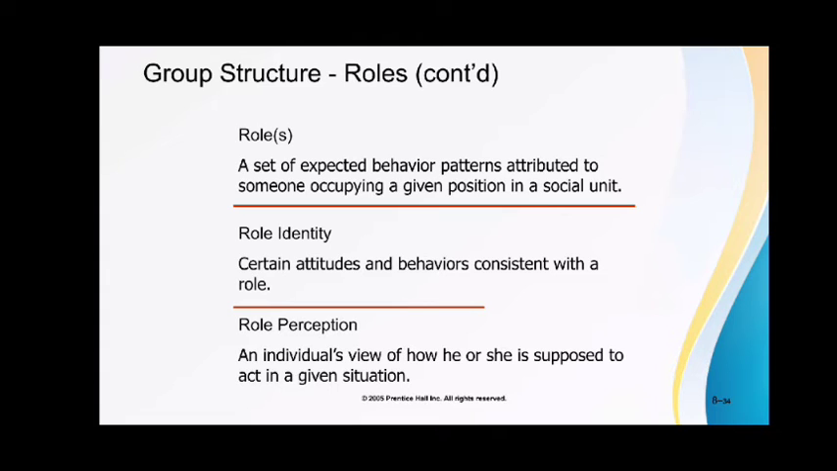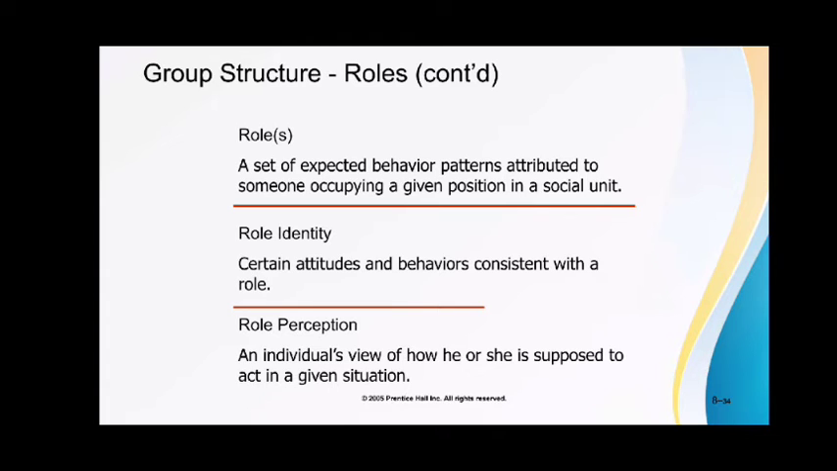For example, the role of a CEO of a company involves a set of expectations like being knowledgeable, competent, and a good leader to the company. The next one is role perception. An individual's view of how he or she is supposed to act in a given situation. Role perception is our own view of how we ourselves are supposed to act in a given situation. We engage in certain types of performance based on how we feel we are supposed to act.